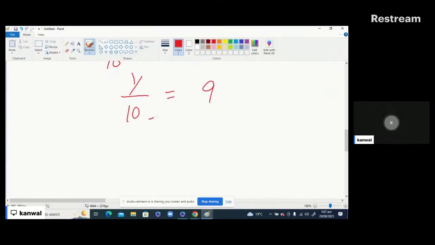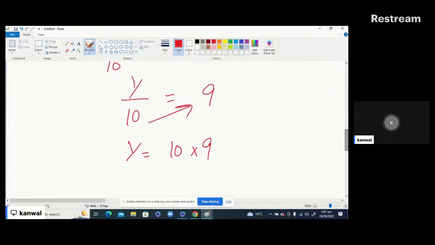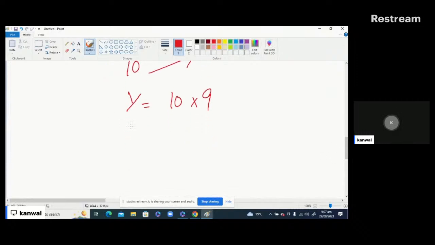This 10 is divided. We just gonna multiply 10 times 9, because if anything that is divided, when we move it from left to right side it becomes in the form of multiplication, and if some number is multiplied then we move it, it becomes in the form of division. So y is equals to 90, and that is your answer.